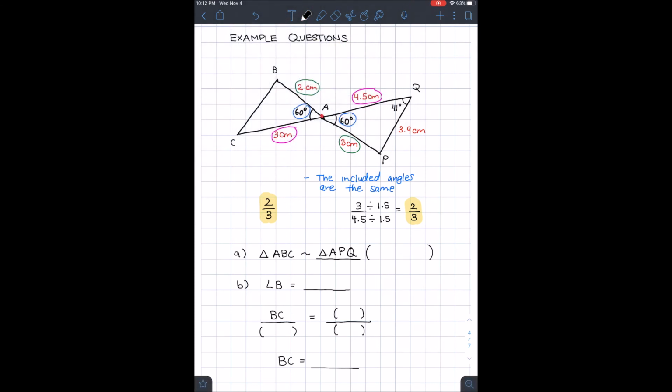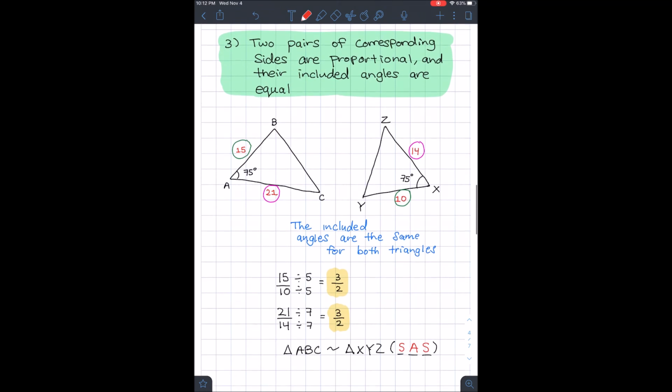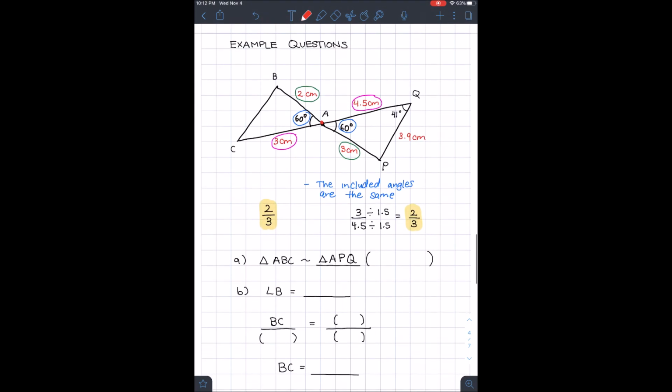Okay, that's good. Now, what's the reason or the condition that was met? Remember, 2 corresponding sides are proportional and the included angles are equal, which is this condition, and the abbreviation is SAS. So for this question, we can write SAS.